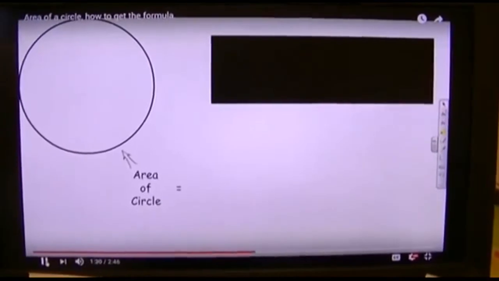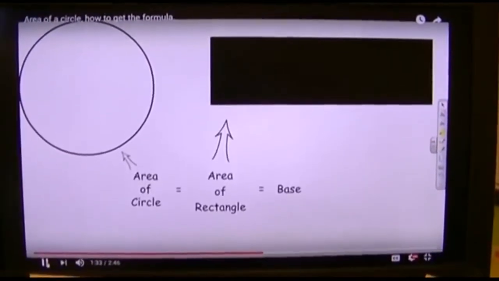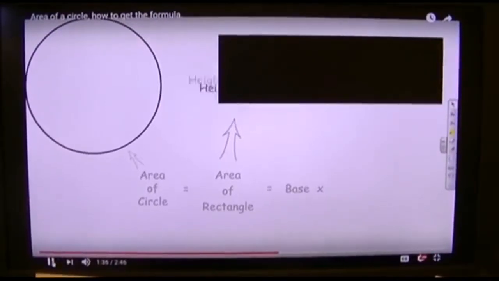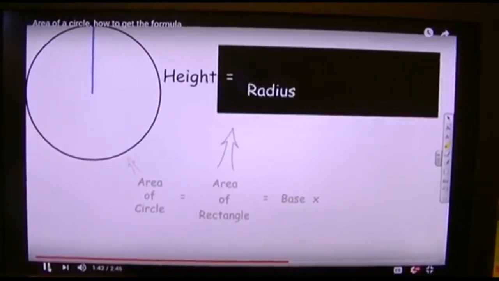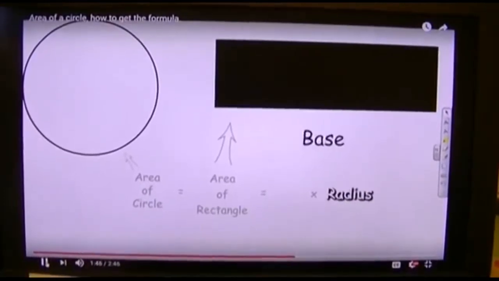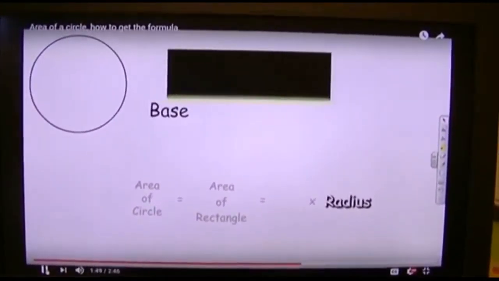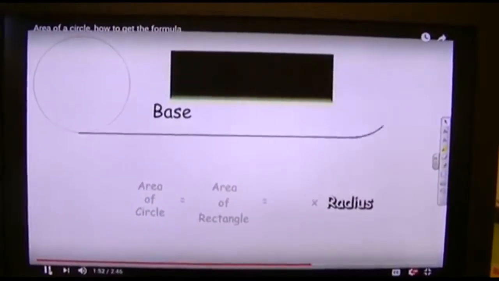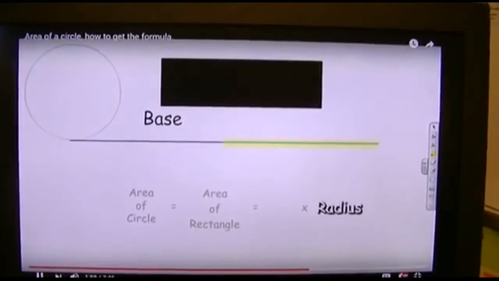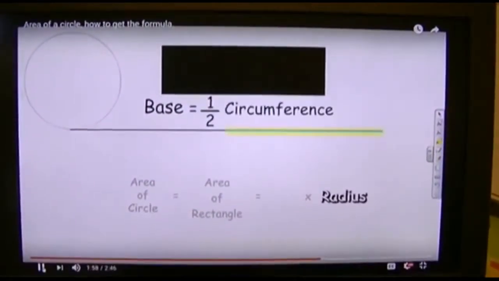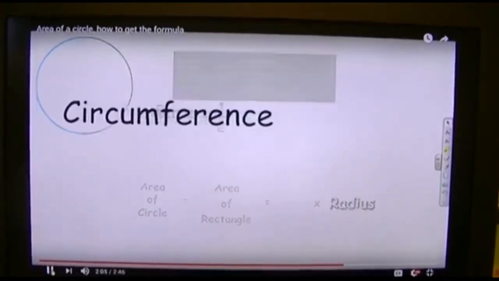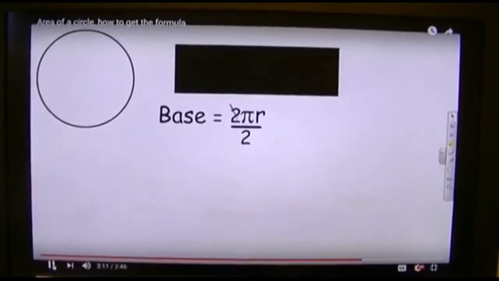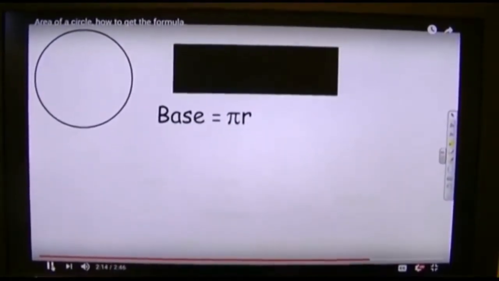So, the area of the circle is equal to the area of the rectangle, which is equal to base times height. The height of the rectangle, as you can see, is the same as the radius. So height is equal to radius. To find the base, we need to look at the circumference of the circle. And when we compare the base and the circumference, we can see that the base is equal to 1/2 the circumference. Remember that the circumference is equal to 2 pi r. When we combine it with 1/2, the 2's cancel out, and base is equal to pi r.